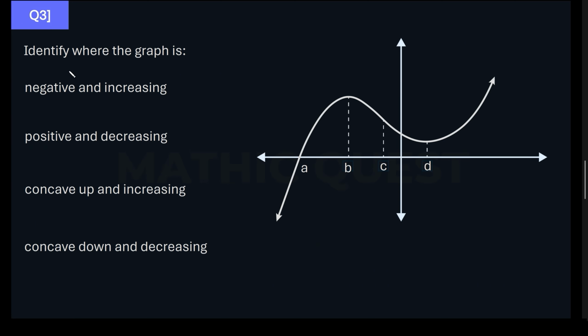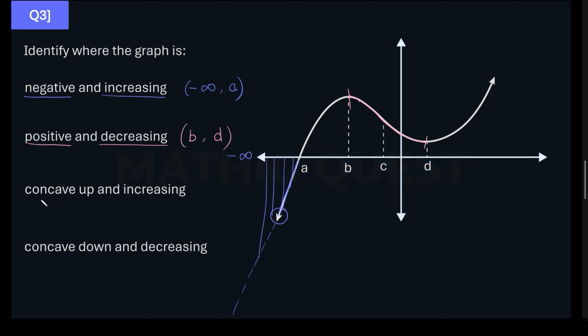Question 3. Identify where the graph is negative and increasing. So we want something that's below the x-axis and going upwards. So that's here. Now this arrow indicates that it extends indefinitely. And since this is extending indefinitely, the x values are going towards negative infinity. That's why we write our answer as negative infinity to a. Next, we want the function to be positive and decreasing. That means we are looking for something that is above the x-axis and going downwards. So that's here, from point B to D.